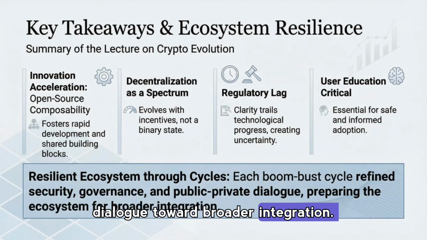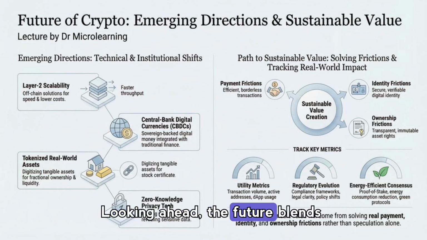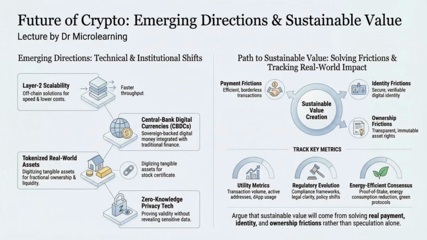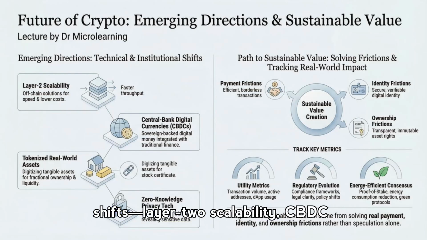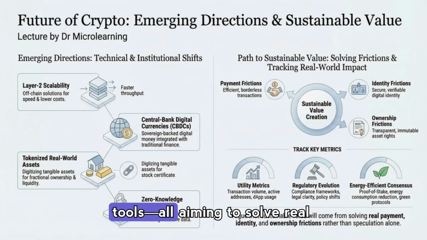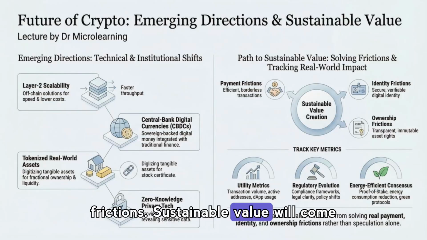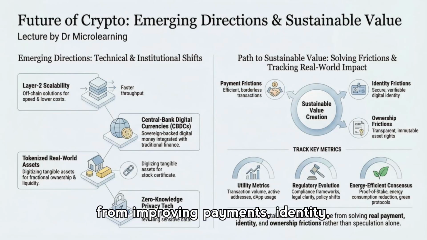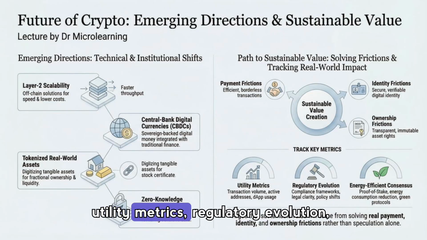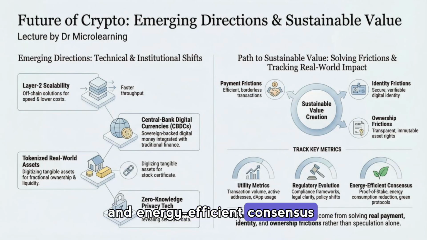Looking ahead, the future blends technical and institutional shifts: Layer 2 scalability, CBDC experiments, tokenized real-world assets, and zero-knowledge privacy tools, all aiming to solve real frictions. Sustainable value will come from improving payments, identity, and ownership, and from tracking utility metrics, regulatory evolution, and energy-efficient consensus rather than relying on speculation alone.